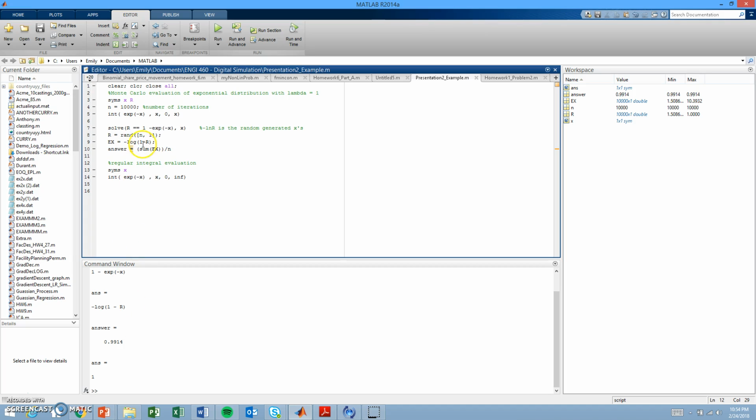As you can see, we also did this with a regular integral evaluation of the exponential distribution, and we got that the answer is 1, which is fundamentally, we know that the expected value of the exponential distribution is 1 over lambda. And with our lambda being 1, that results in an expected value of 1.